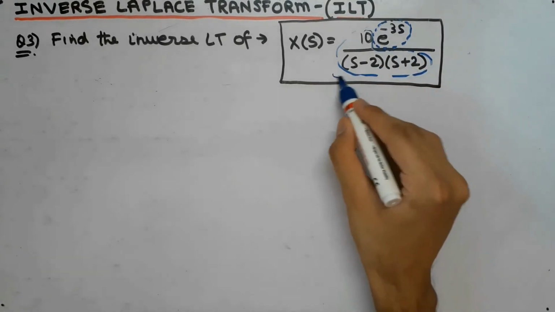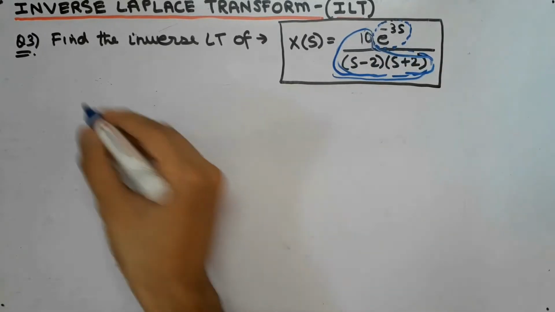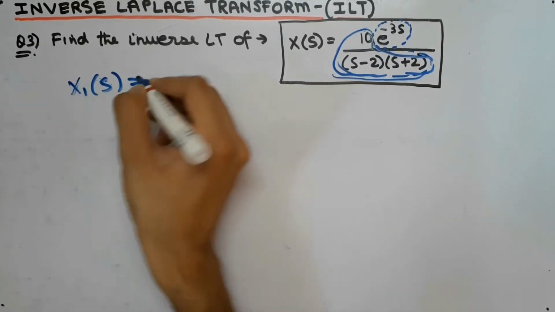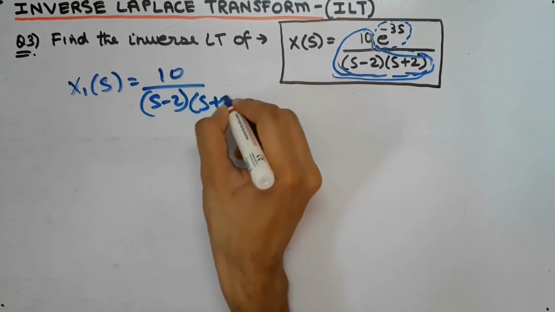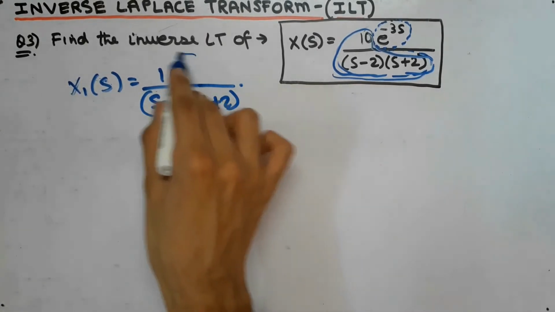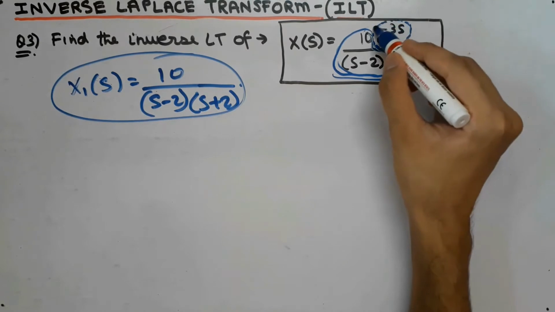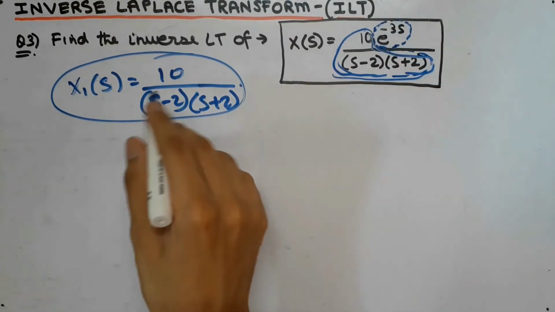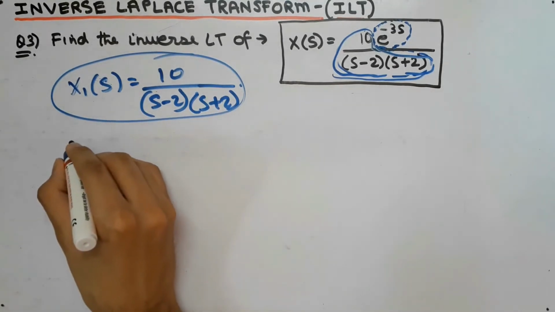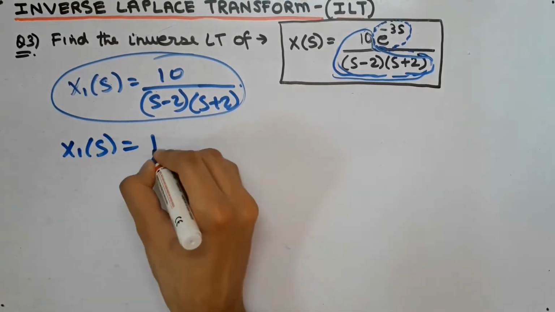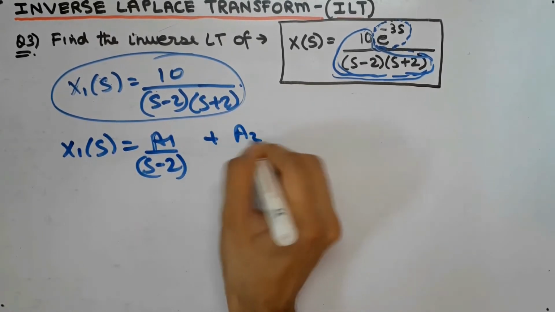So we are going to consider this part, including the numerator 10, as X1. That is, X1(s) is equal to 10 upon (s minus 2) into (s plus 2). First we will solve this normally as we used to do previously, and then we will look at what we have to do with the e part. So first of all we are going to solve this using partial fraction. That is, X1(s) is equal to A1 upon (s minus 2) plus A2 upon (s plus 2).